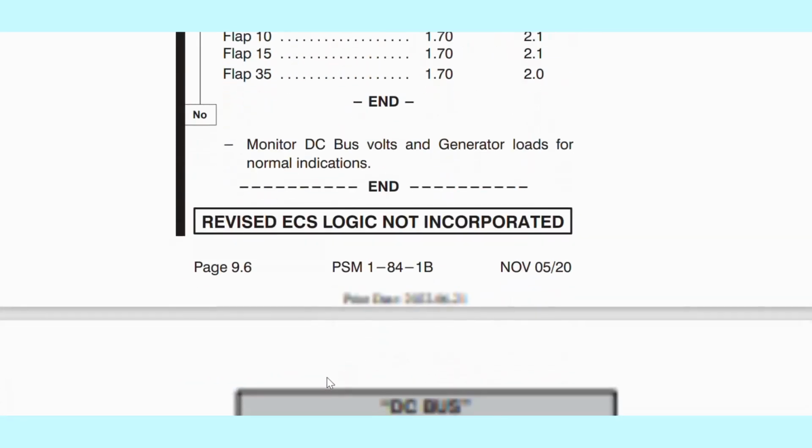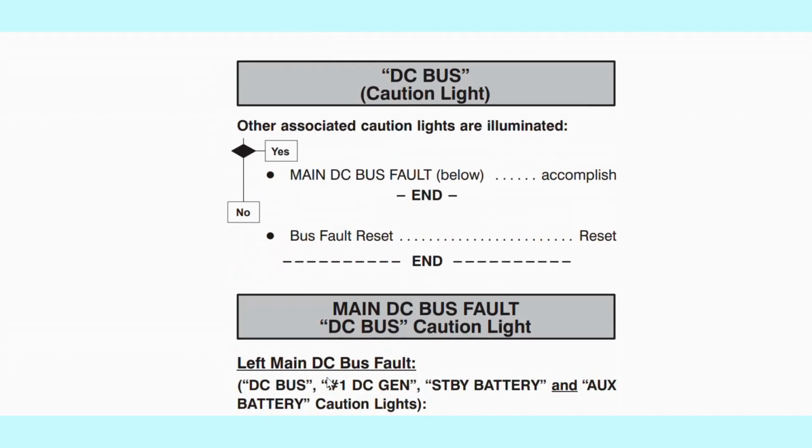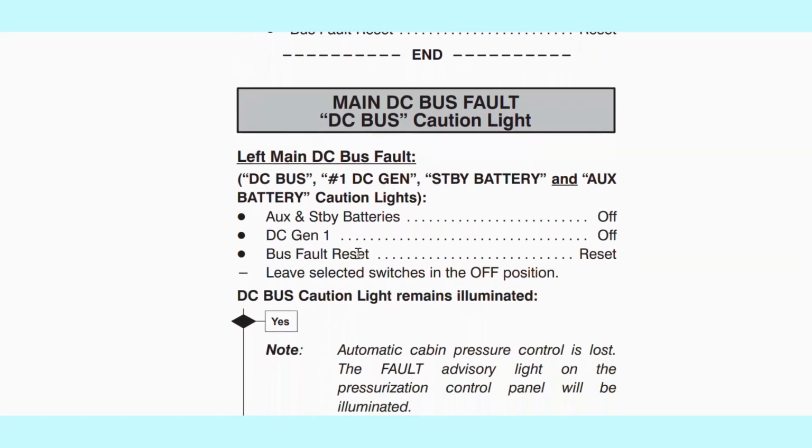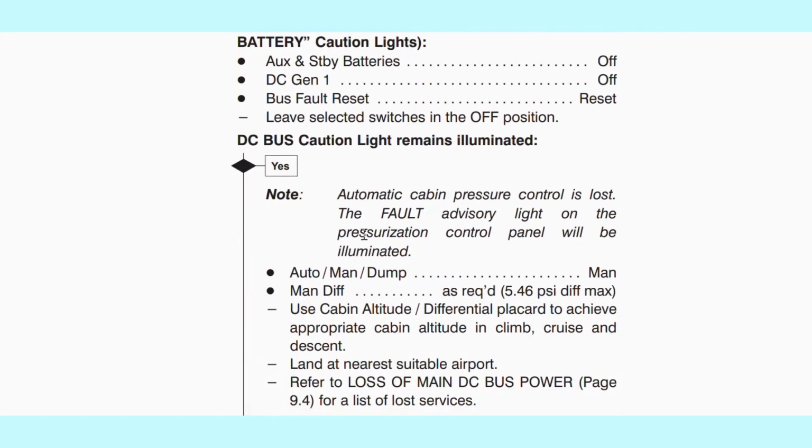Now we are going to go into the same checklist, okay, but this time I think it's going to be the revised ECS logic is incorporated. So here we go, the same layout here, no difference here, but here there is a difference. Okay, if you see the DC bus caution has been illuminated, yes, it says note, automatic cabin pressure control is lost. The fault advice light on the pressurizing control panel will be illuminated.